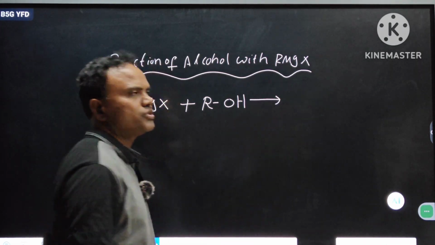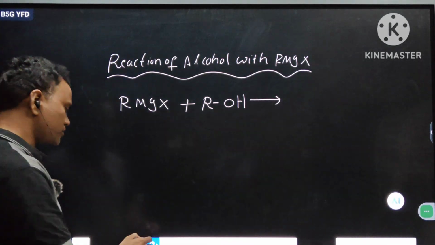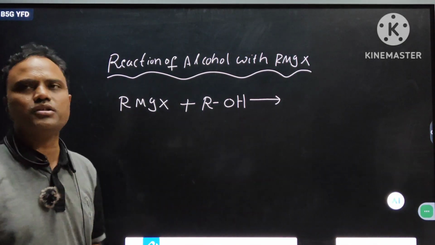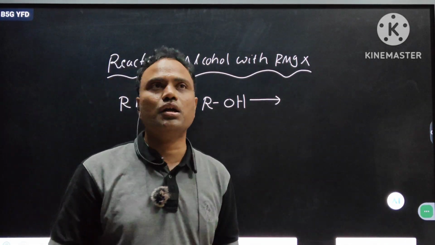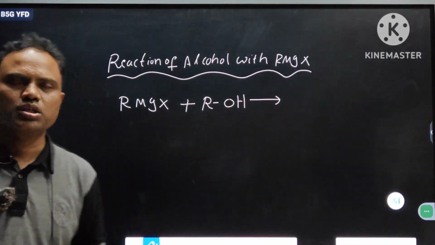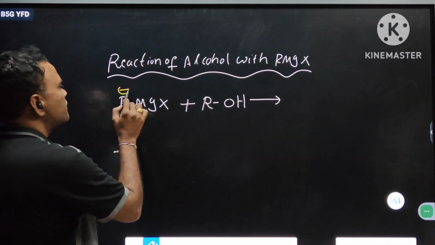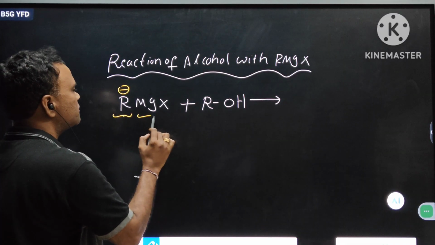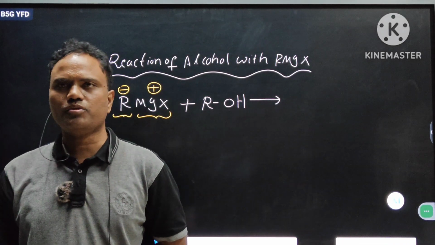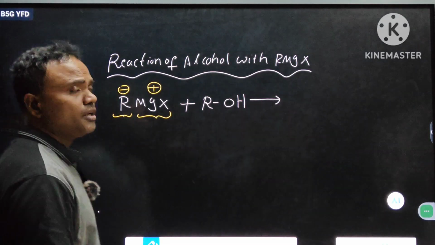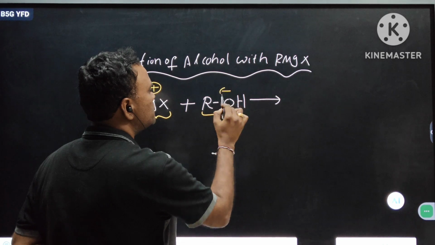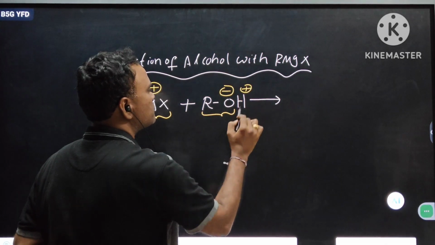Alkyl, magnesium, halide. When Grignard reagent reacts with alcohol, or alcohol reacts with Grignard reagent, alkane is produced. Once look at this, all of you, stop writing, look at this. How does Grignard reagent dissociate? R minus is the negative and MgX is the positive, right? In alcohol, RO is minus and H is positive.